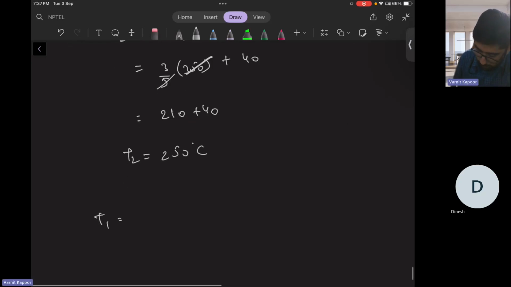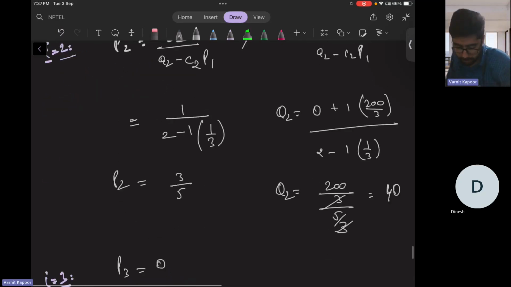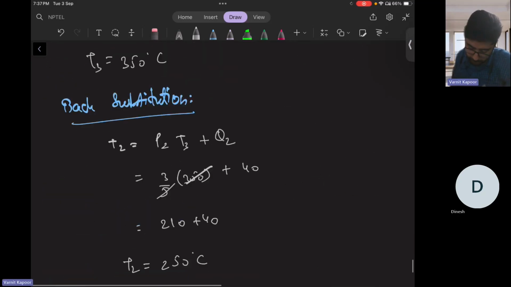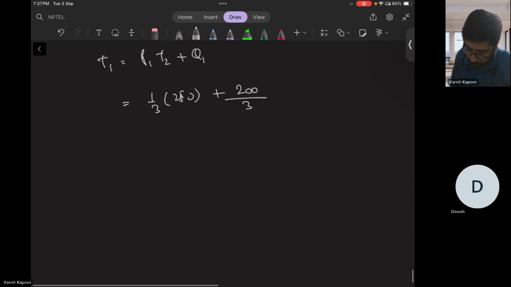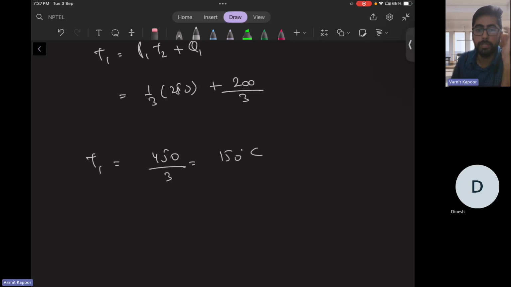T1 is equal to how much? T1 is P1 T2 plus Q1. So P1 was 1 by 3 and Q1 was 200 over 3. 1 by 3 into 250, plus 200 over 3, that is 450 by 3, 150 degrees Celsius. So T1 also you got. Okay? T1 is 150, T2 is 250 and T3 is 350 degrees.